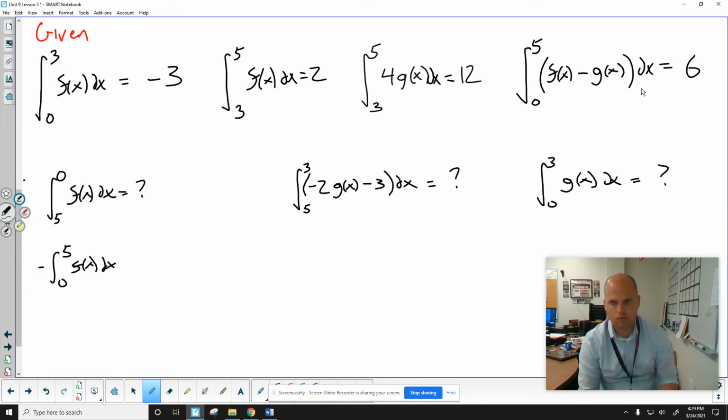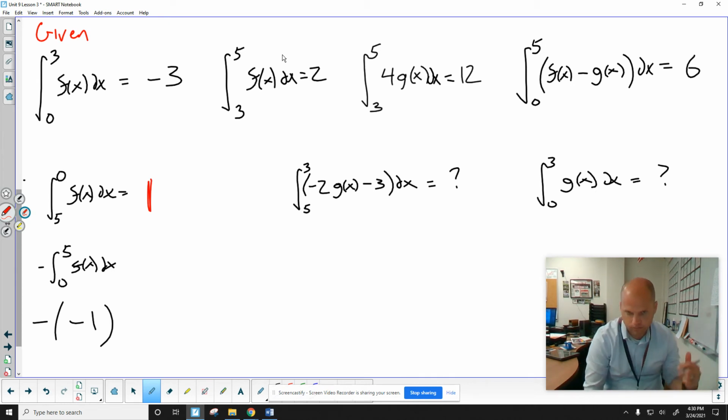What do I have? Well, I got 0 to 3. I got 3 to 5. Add these two together, you get 0 to 5. So this is the opposite of negative 3 plus 2. That's negative 1. That's why this is 1. Or you could have just done positive 3 minus 2.